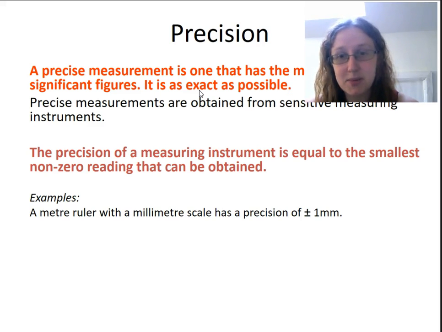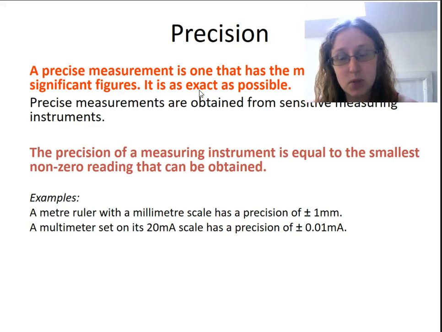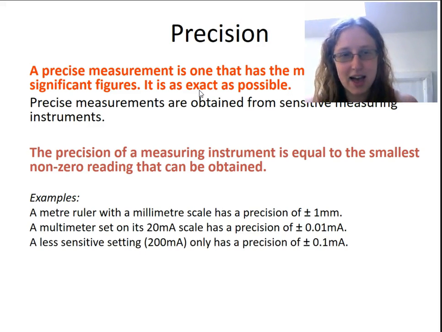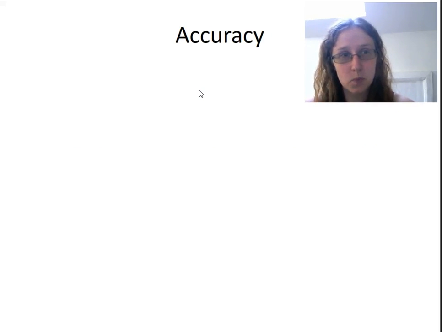If we look at a multimeter that's set at 20 milliamps, we'd say its precision was plus or minus 0.01 milliamps. Don't worry, you'll get the hang of multimeters. You'll have lots of practice with Liam. Or I could pick a setting of 200 milliamps, and in that case my precision is less because I only measured plus or minus 0.1 milliamps.